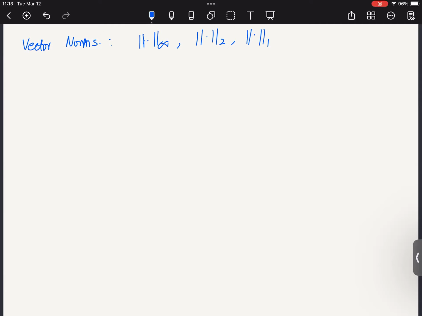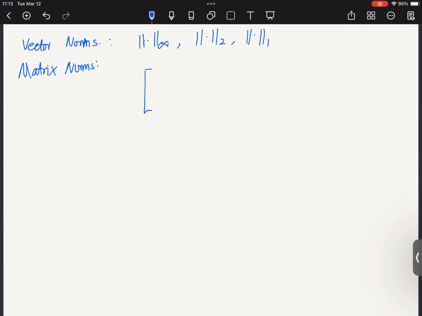You also need to memorize the L1 norm definition. It's in the homework, but you need to memorize the definitions there. The matrix norms correspond to these: the infinity norm, the L2 norm, and the L1 norm. I want to mention that the infinity norm and the L1 norm are very important.